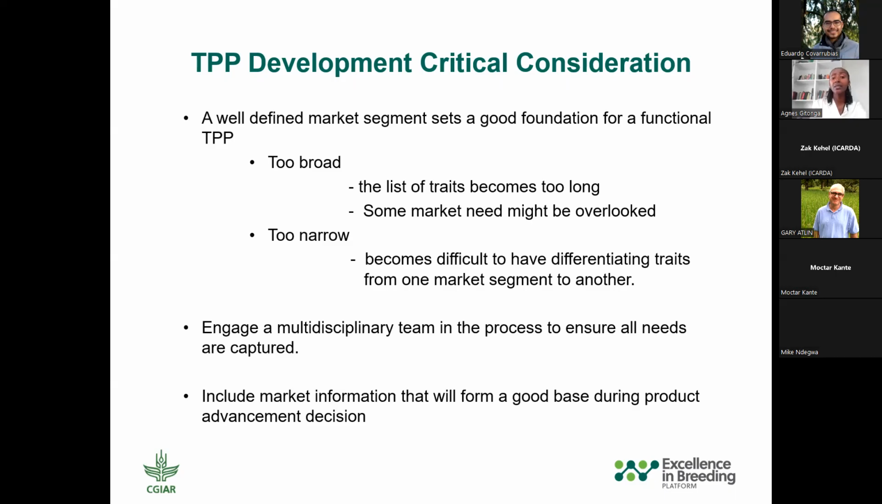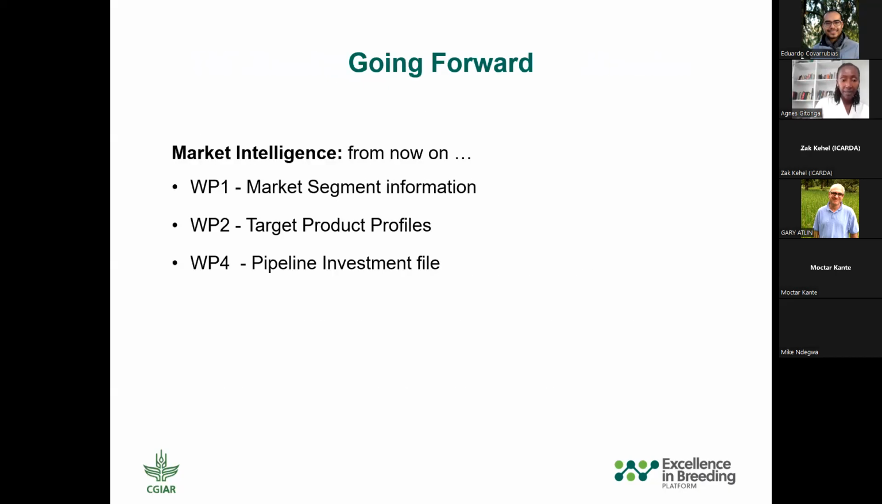The other thing is to have a good understanding of market information, because, like we said, as far as essential traits and the improved trait are concerned, we need to have a good understanding. Where is the market and where do we want to take the market? Because that's what will drive product adoption in the market. So that's all from my side.